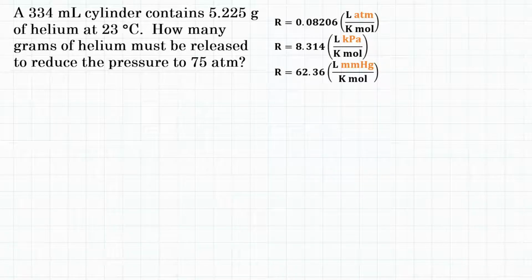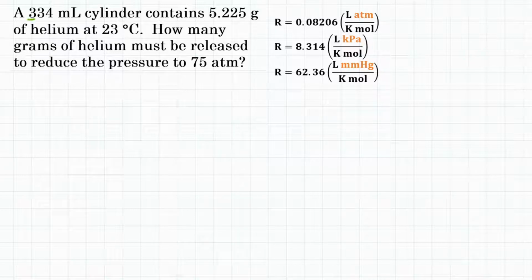All right, everyone, the problem states a 334 milliliter cylinder contains 5.225 grams of helium at 23 degrees Celsius. How many grams of helium must be released to reduce the pressure to 75 atmospheres? All right, let's write down everything the problem gives us.